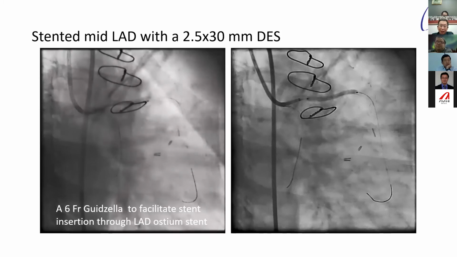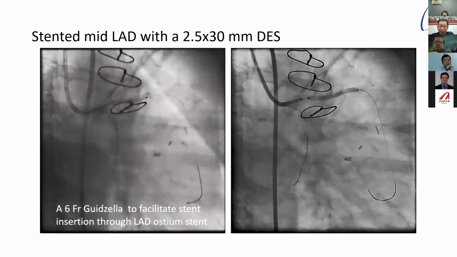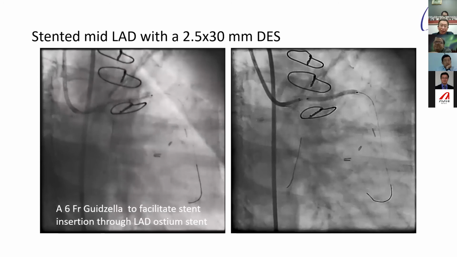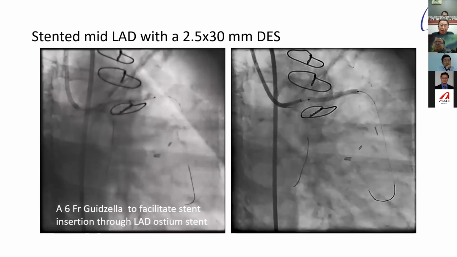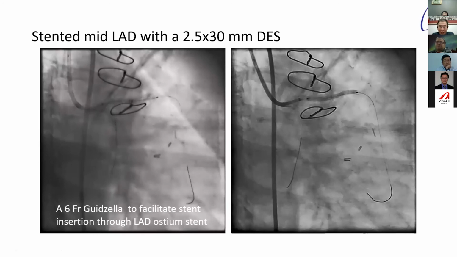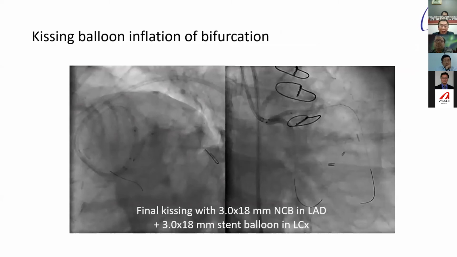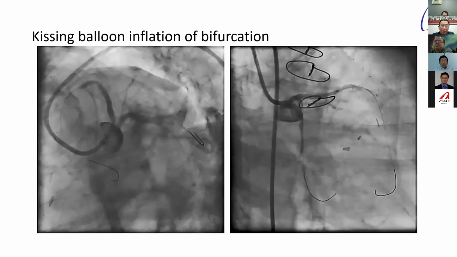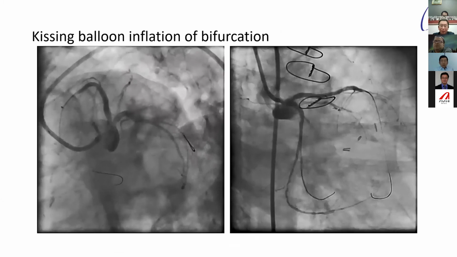So the way to facilitate the stent insertion is to use a Guidezilla or the extension guiding catheter. I can put a 6-French Guidezilla into the LAD and then push another 2.5 by 30 millimeter drug-eluting stent into the circumflex. And after we deploy the stent in the mid LAD, I do the kissing balloon. And this is after the kissing balloon dilatation of the two stents.